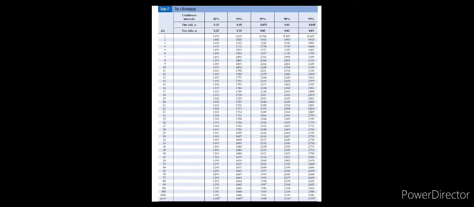This is the t distribution table. We use it to find the critical values for 7 degrees of freedom with alpha at 0.05. So its critical values are positive 2.365 and negative 2.365.